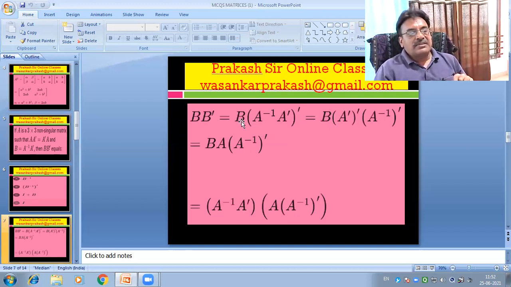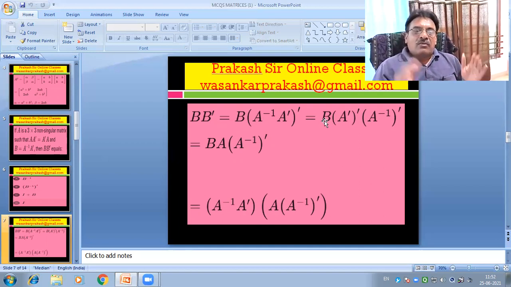So we write first B as it is. The second B is equal to complement of A inverse into complement of A complement. Again, first B as it is, and second B is A inverse into complement of A, so we get complement of A inverse into complement of A, and B as it is.